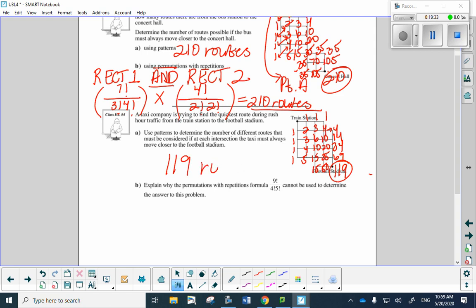So with these oddly shaped rectangles, just make sure once you get to an end, if you need to bring that number down, you can. For example, we brought that 15 down and we brought that 4 to the right.